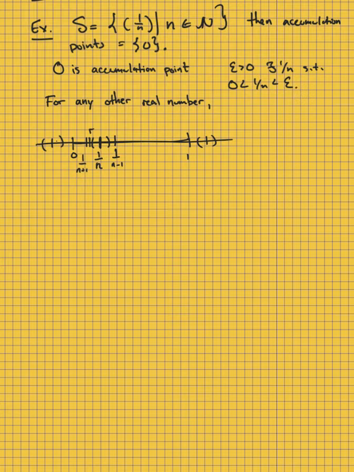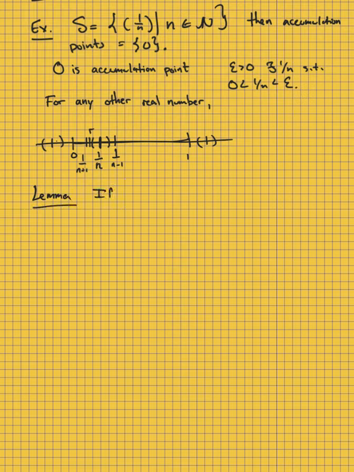Or I'm just some other real number, which is not 1 over n. Again, I'm going to lie between some 1 over n and some 1 over n plus 1, and I just take the minimum distance of that. That's my epsilon. Okay? So this example generalizes to the following lemma.